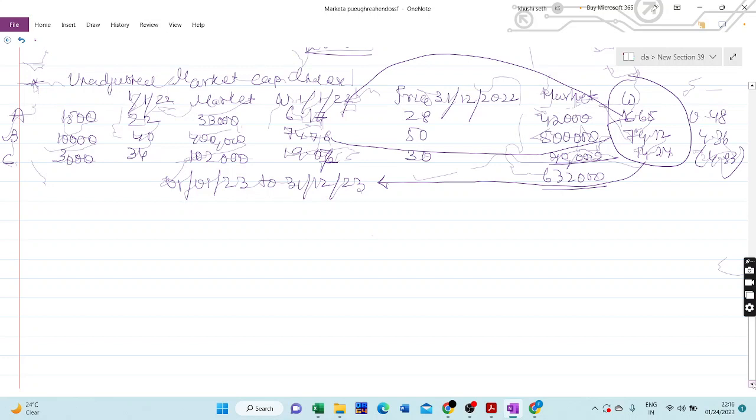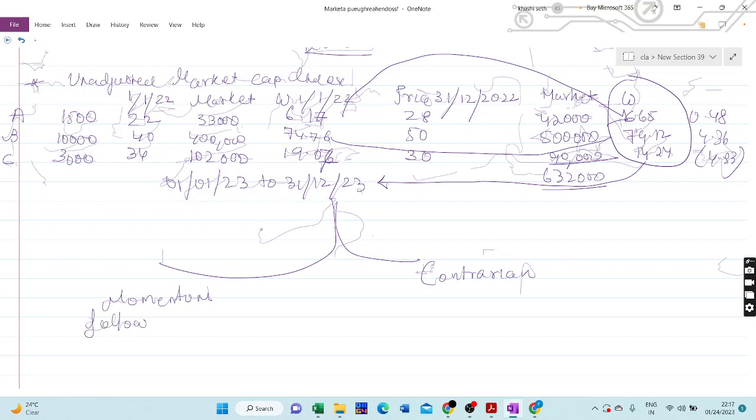In stock market, there are only two types of strategies. One is momentum, and the other, guys, is contrarian. Either you can follow a momentum strategy or you can follow a contrarian strategy. In a momentum strategy, you follow the trend. You say that the trend is your friend, right?